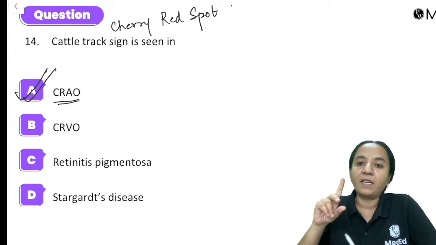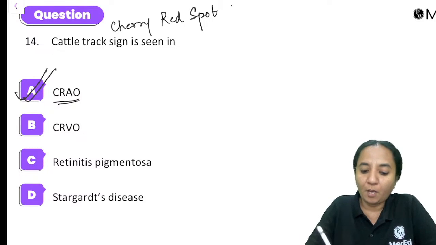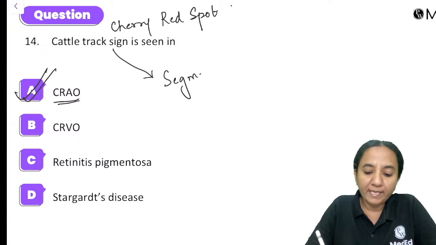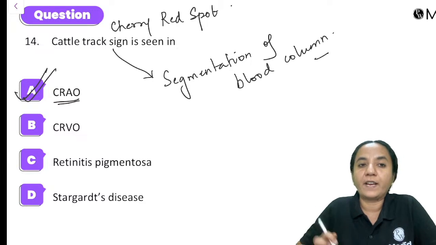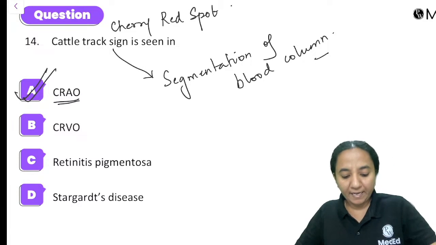And there is a segmentation of the blood column in the occluded blood vessel, that's called cattle track sign. So segmentation of the blood column, this is called cattle track sign. Chalo, next question.